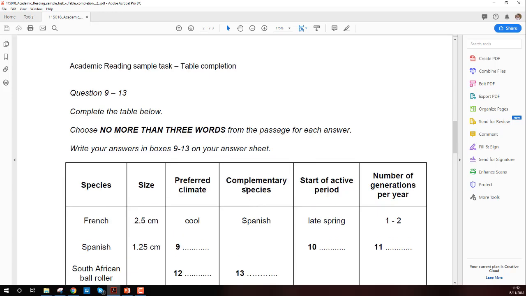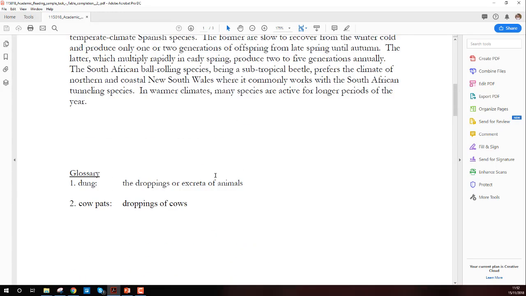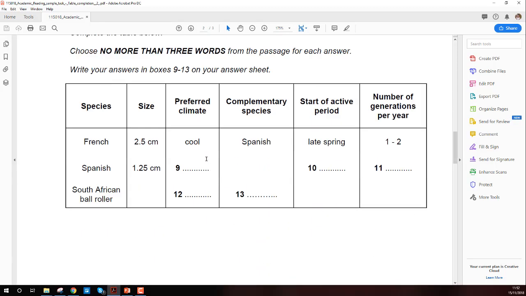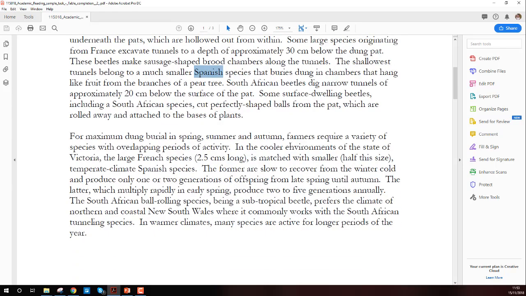Okay. Next we need to find out where it is in the text. So for the first one, number 9, preferred climate, Spanish. So we're going to look for Spanish, preferred climate. So let's scan for Spanish. Spanish. This doesn't talk about climate there. Cooler environments, okay.